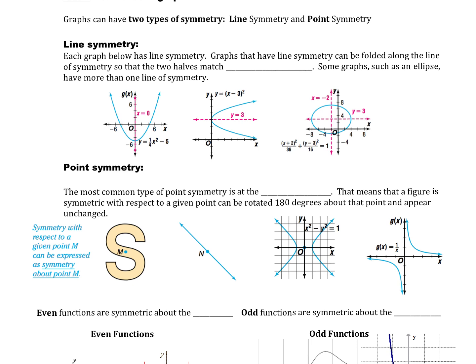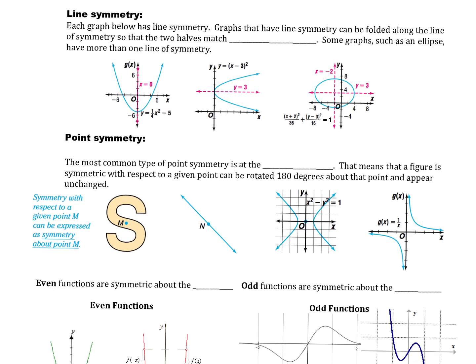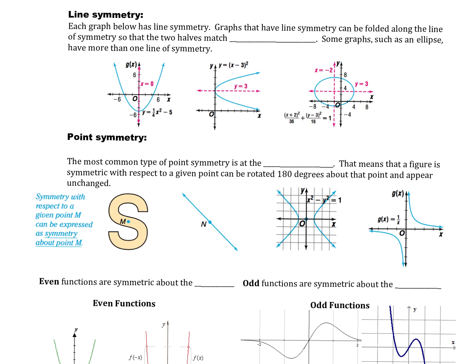So it says each of these graphs has a line symmetry. Graphs that have line symmetry can be folded along a line of symmetry so that the two halves match. What word do you think I was going for there? I'm thinking equally. I like that more than exactly. So they match equally. Some graphs, such as an ellipse, have more than one line of symmetry.